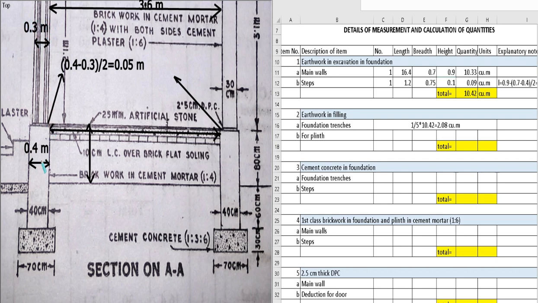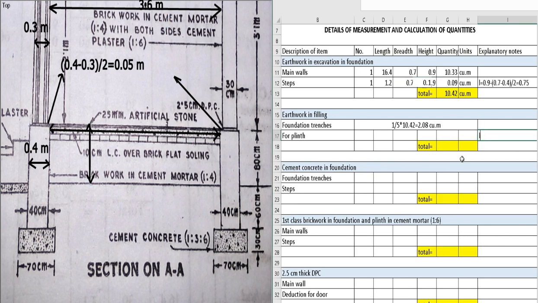So this small portion is (0.4 minus 0.3) by 2, that is 0.05 meter on this side and 0.05 meter on this side. Similarly, if we calculate (0.4 minus 0.3) by 2, we will get 0.05 again from this side and this side. So we need to reduce these two 0.05 from 3.6 meter to obtain this length. So we can write the length equals the internal dimension of the room 3.6 meter minus this small portion 0.05 meter and this small portion 0.05 meter. So we will get the total length as 3.5 meter.